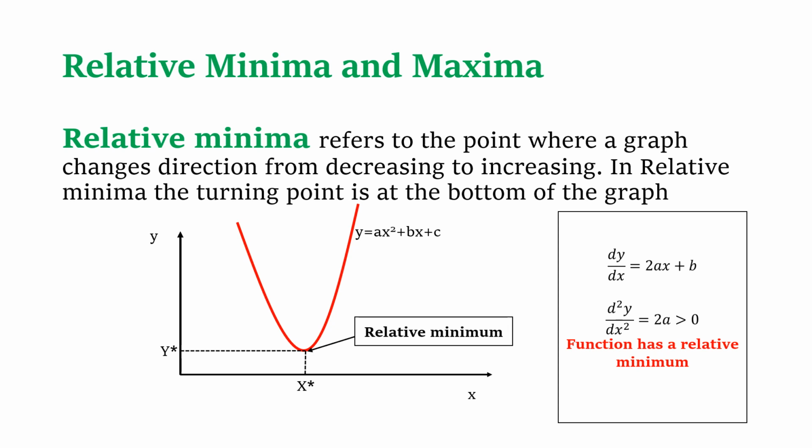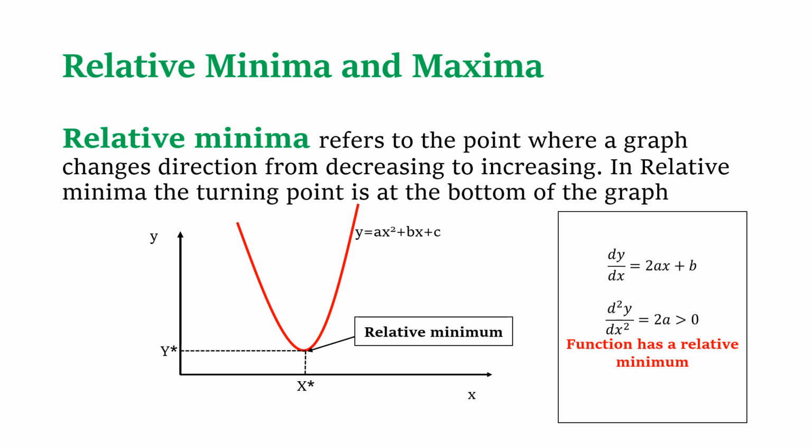Now, if you look at the relative minimum, the graph is always U-shaped. For example, we talk about cost curves. We're going to deal with cost curves later on. So in week 3, we're going to deal with cost curves.